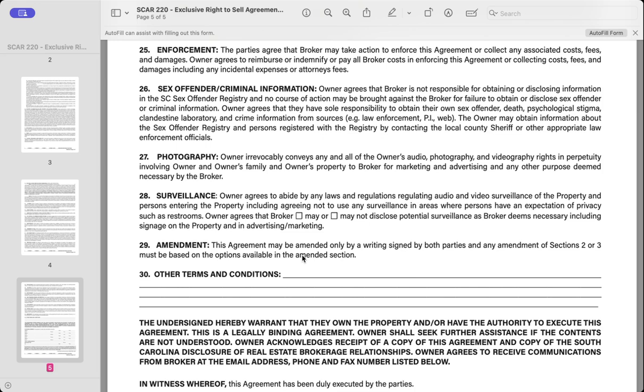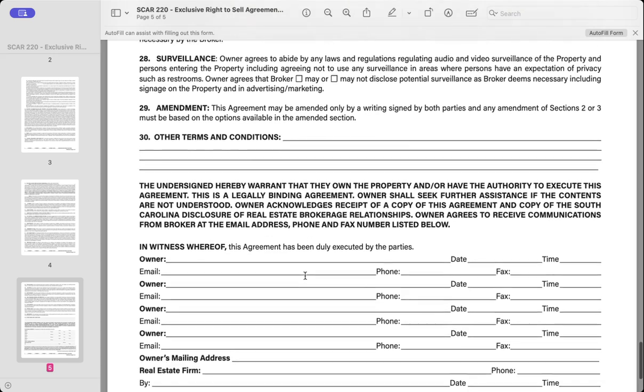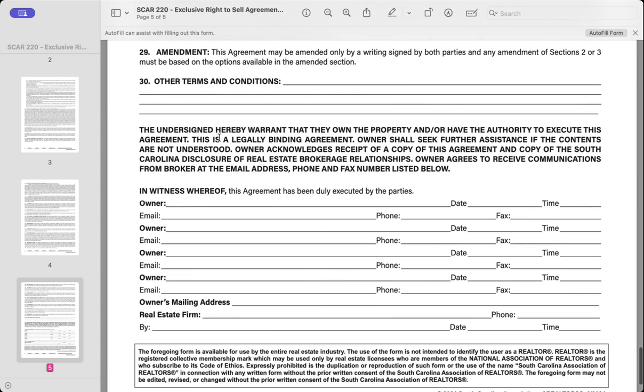Section 29 indicates that this agreement can only be amended in writing. Sections 2 or 3 must be based on options available in those amended sections above. Section 30 gives a place where you could add in any other terms and conditions of the agreement. And then also there's a note here indicating that the parties who are actually signing the agreement have the ability to execute the agreement.